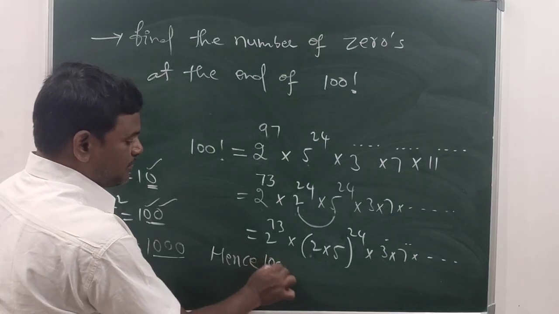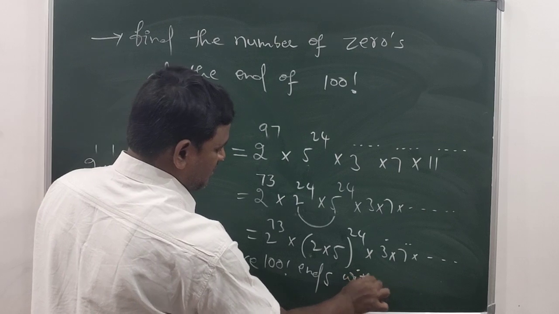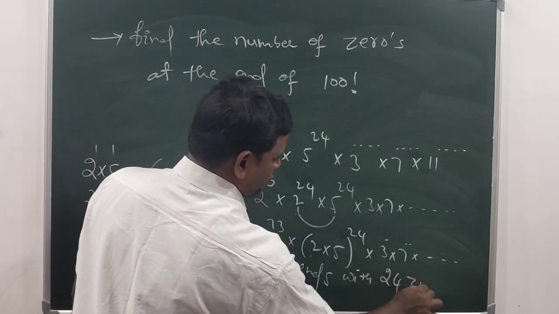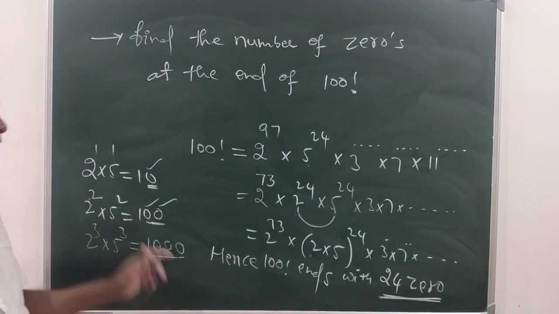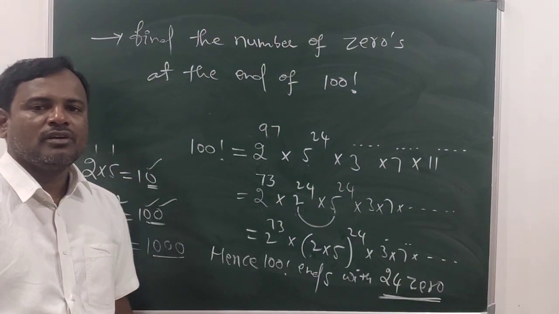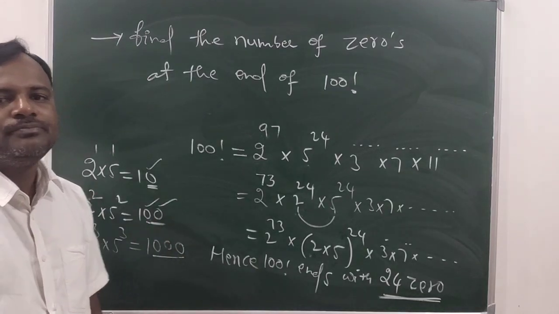100 factorial ends with 24 zeros. I hope you have understood. We have to tackle this problem.